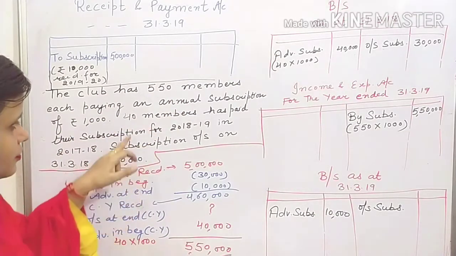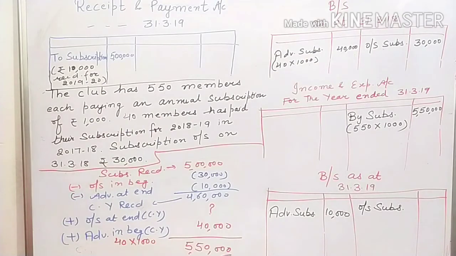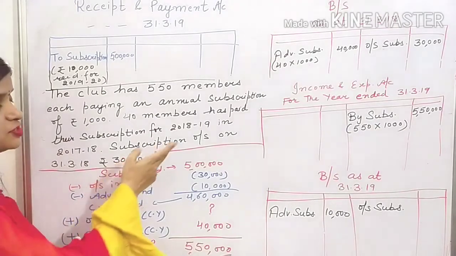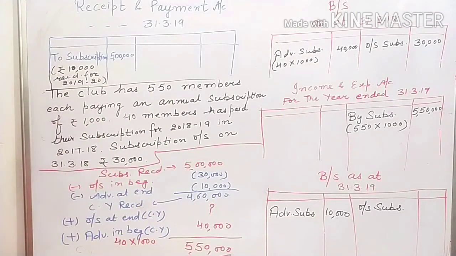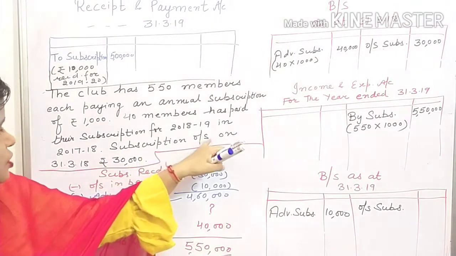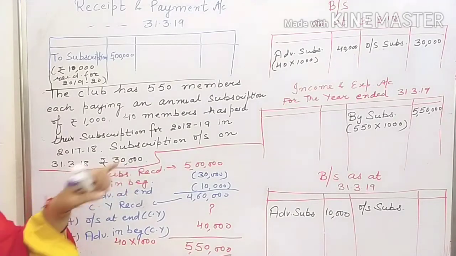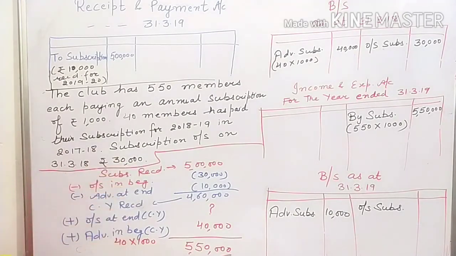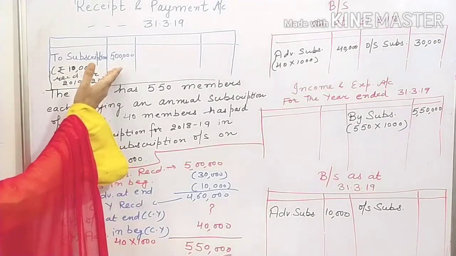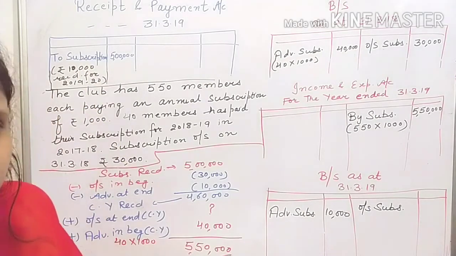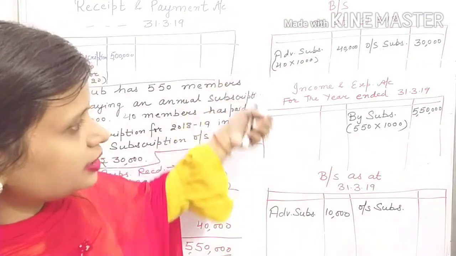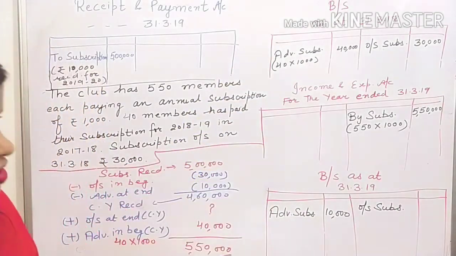And what is given: 40 members have paid their subscription for 2018-19 in 2017-18. That means for the current year, 40 members' subscription was received during the previous year, and outstanding subscription on 31st March 2018 is given to be 30,000. Or they may give it like this: out of the subscription received, 30,000 is received for the year 2017-18. Then how will you solve? Again, three statements we are required to prepare: opening balance sheet, income and expenditure account, and the closing balance sheet.